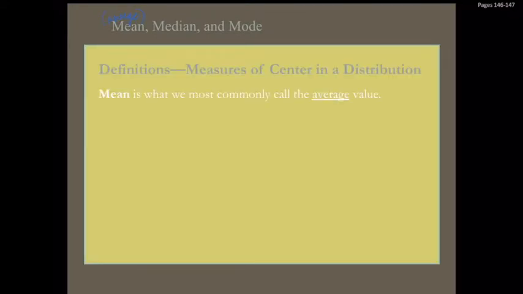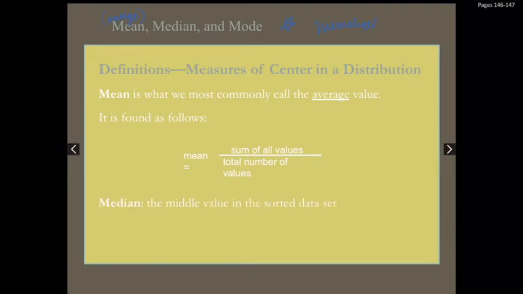The mean is what you most commonly think of for a center of data value, right? It's found by taking the sum of all of our values. By the way, this only really works for numerical data, over the total number of values, and that's going to give you your mean. The median is the middle data value in a sorted data set, and the mode is the most commonly occurring value in a data set. So let's practice calculating all three of these so we know what to do when we come across them in the homework.